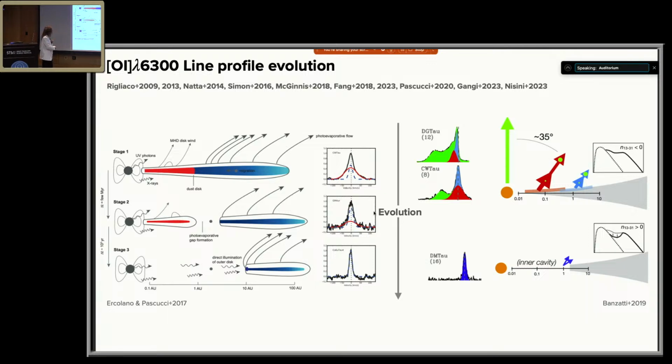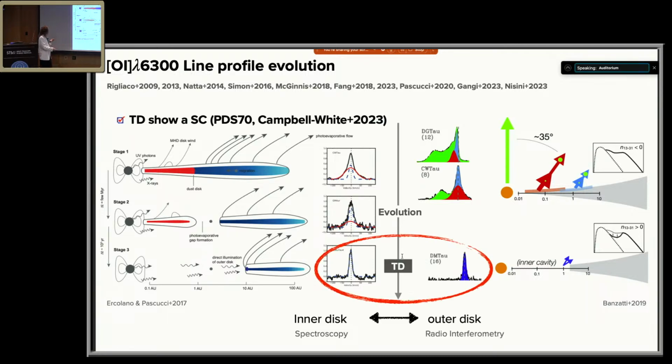So we have this work from Ercolano and Pascucci in 2017, this plot that James was also telling us about. And you can see that if you have the oxygen 1 line for a full disk, you expect to have the narrow and the broad component. The broad component is coming from the inner disk. And while the disk evolves and you start carving a cavity in the disk, then you lose the broad component and you only end up with a single component of the oxygen 1 line. So you can see that this is a great way of connecting the inner disk with the spectroscopy and the outer disk with, for instance, radio observations and ALMA.